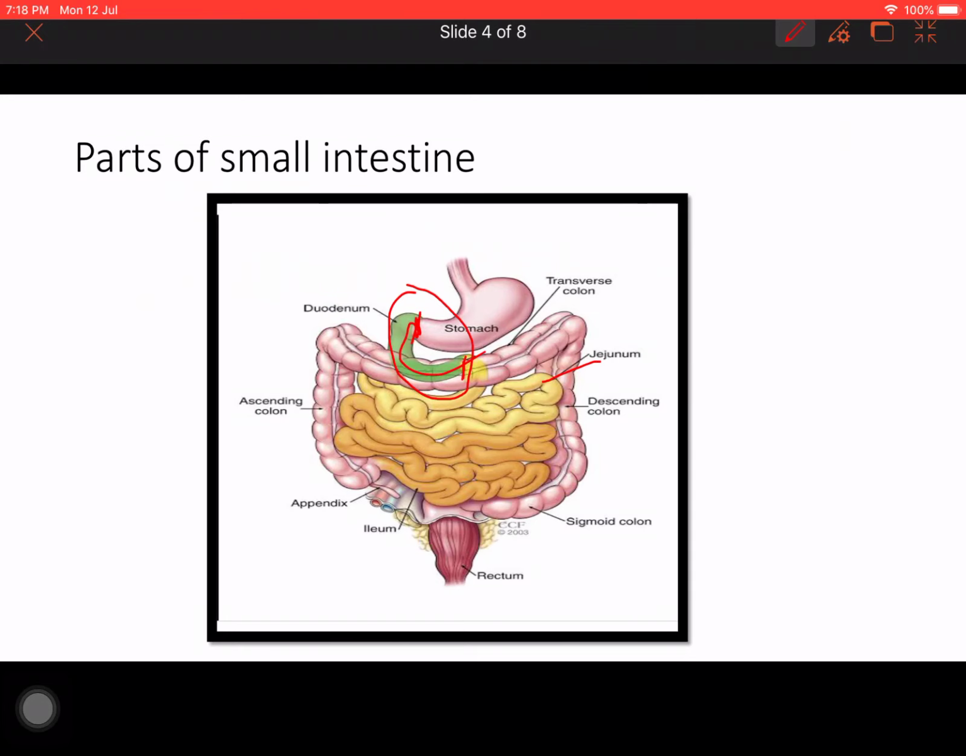This coiled part is the jejunum. So what does jejunum mean? It actually means empty. As it remains empty, it is about 2 meters long, and it is descending from the duodenum. We are coming down to the jejunum, and then it comes to the ileum.